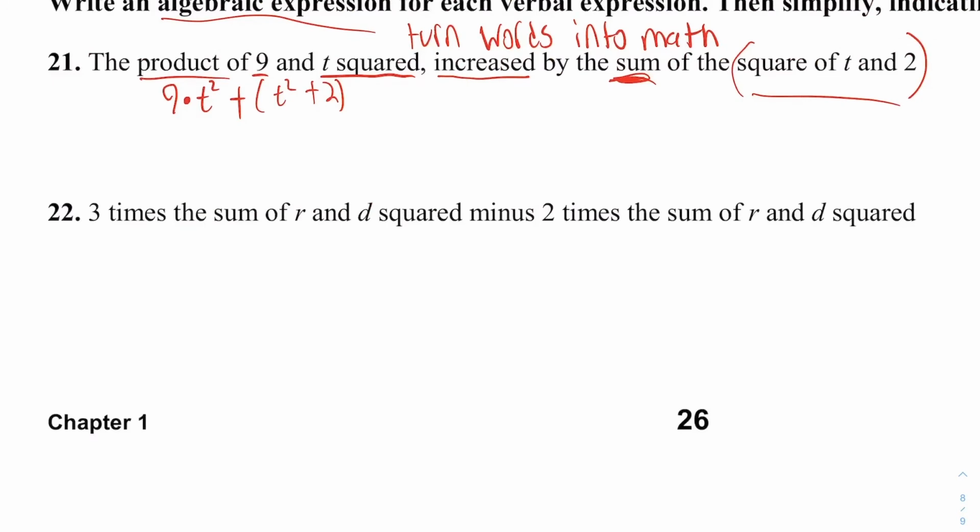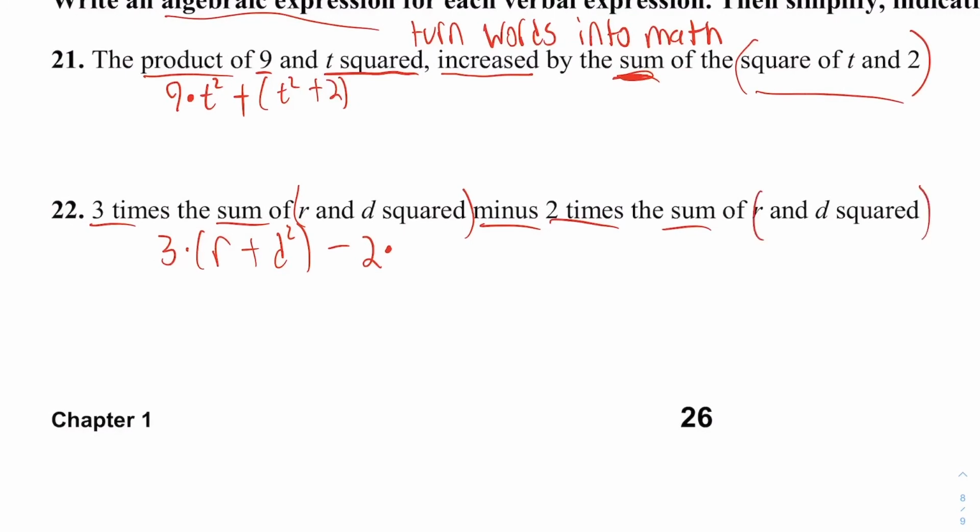Three times the sum. So 3 times the sum. Whenever they use sum, there's a good chance you're going to need a parentheses. The sum of r and, because I put a plus sign because it said sum, d squared minus 2 times, so 2 times means 2 times the sum of r and d squared. R, and then it said sum, so I'm putting a plus sign, d squared.